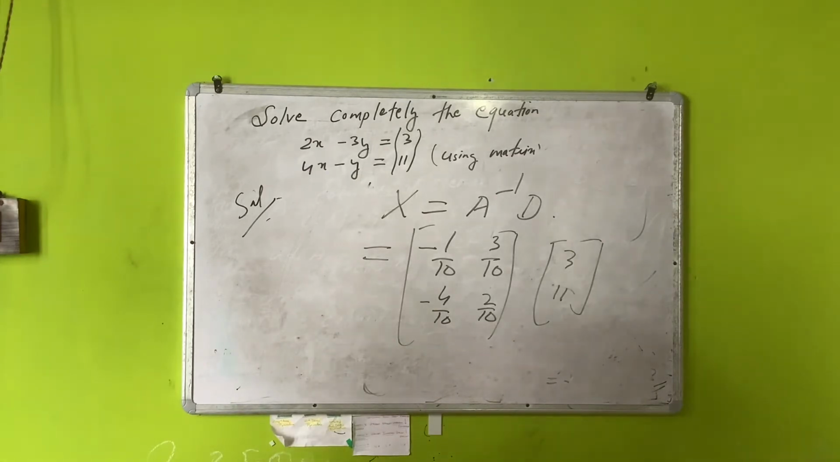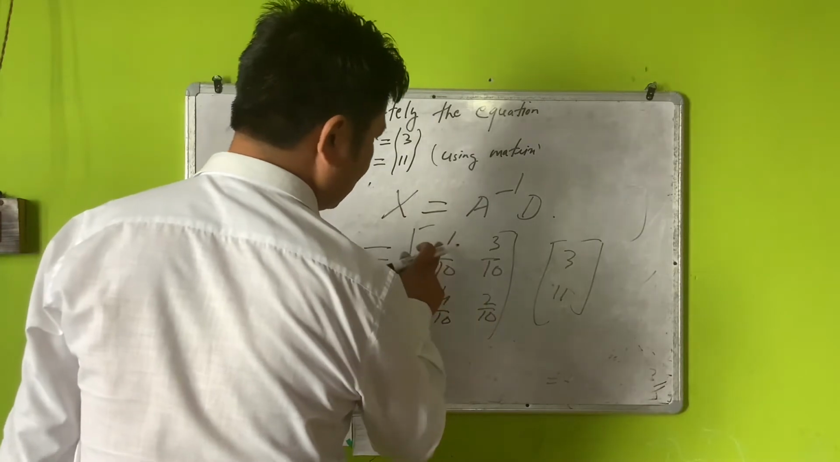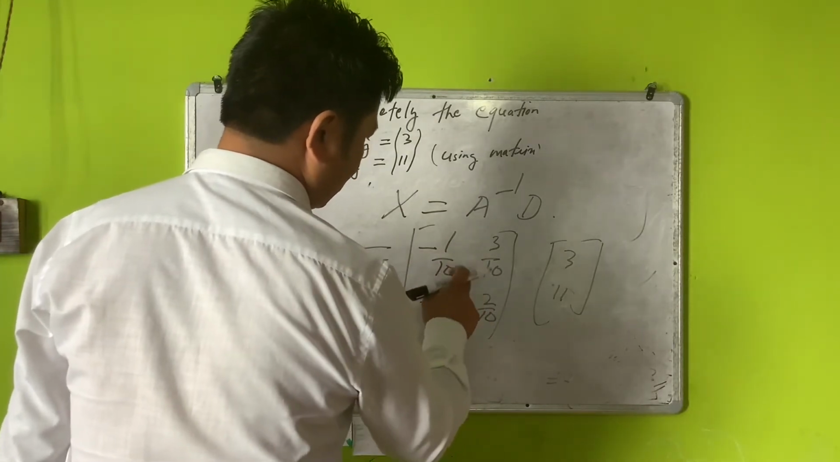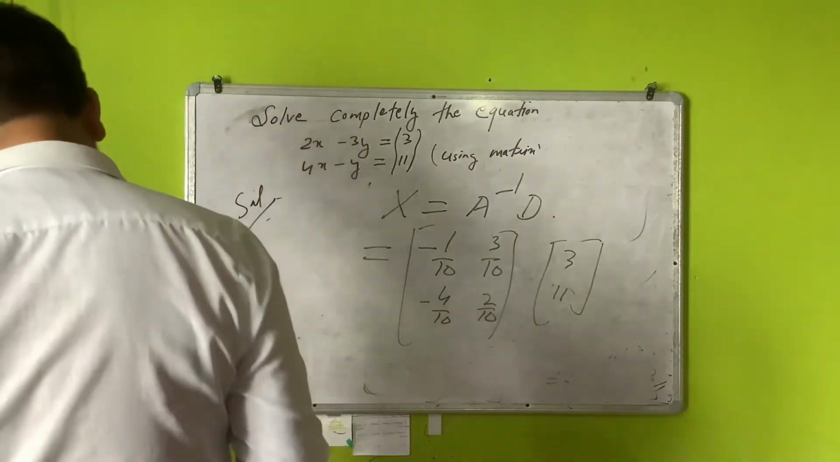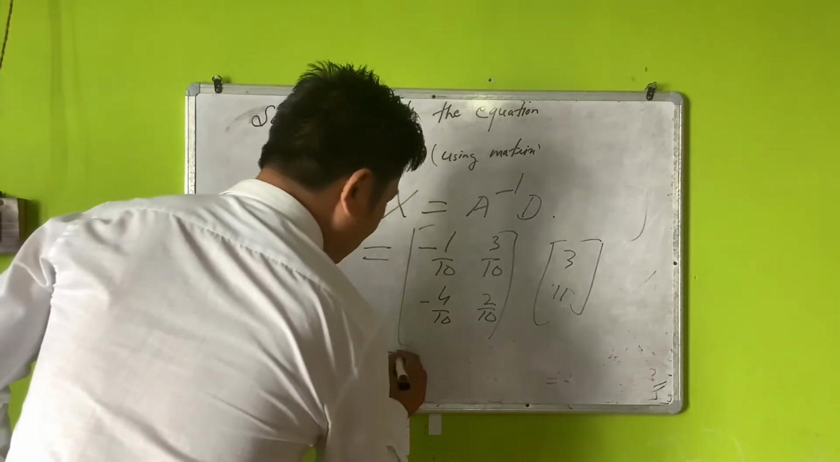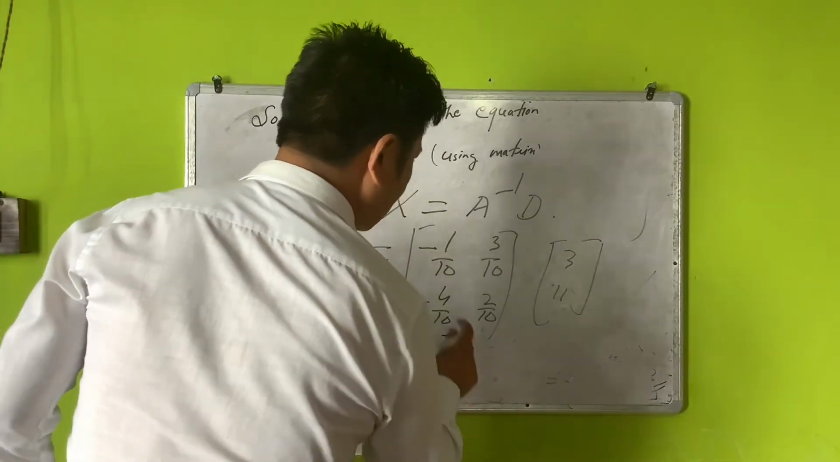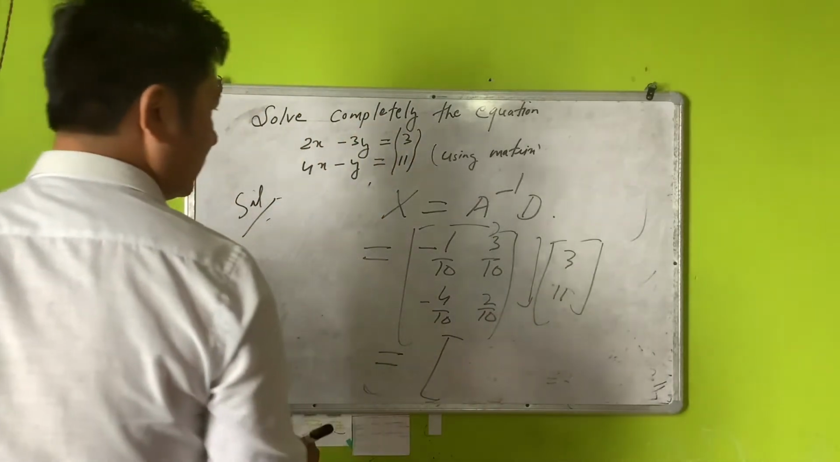Is this conformable for multiplication? Yes, because the number of columns in this is equal to the number of rows. Okay, number of columns is equal to number of rows, so you can easily multiply now. So this and this. Okay, right?